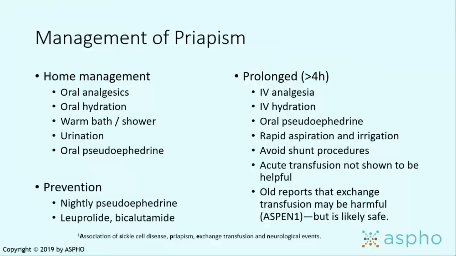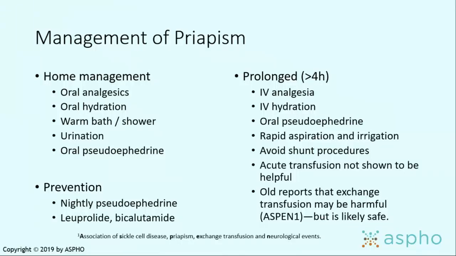Sometimes we can do things to prevent it, like pseudoephedrine, leuprolide. If they have prolonged episodes, this can lead to impotence, difficulty urinating, some obstruction, and other problems in the future. So if it's prolonged more than 4 hours, we tell them they need to come into the ER. We do analgesia hydration. Oftentimes you need aspiration and irrigation with sedation.